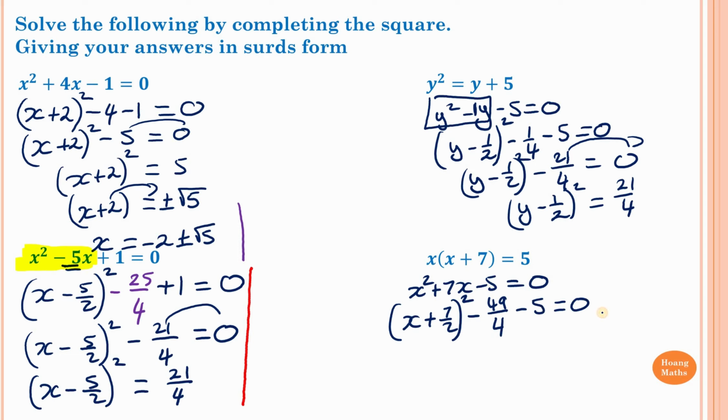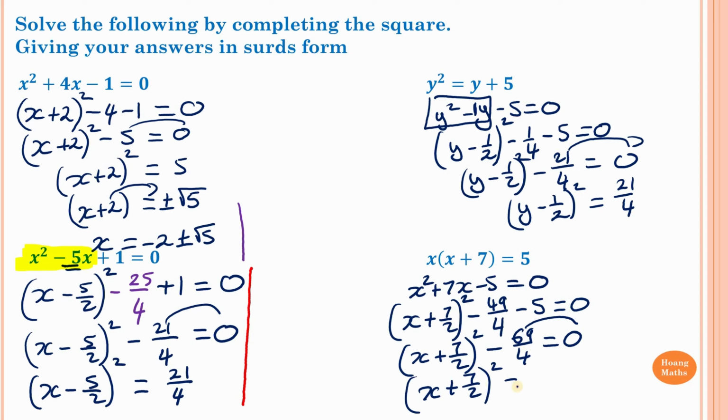That gives me 0. Now I use the calculator to just add this in. Otherwise, you can just do it in your head. So 4 times 5 is 20. Add 49 is 69. So negative 69 over 4. So you can always use a calculator, no drama, as long as you know the process. Okay, so minus 69 over 4, which is equal to 0. Then I move this on the side. So this means that x plus 7 over 2 all square is equal to 69 over 4.